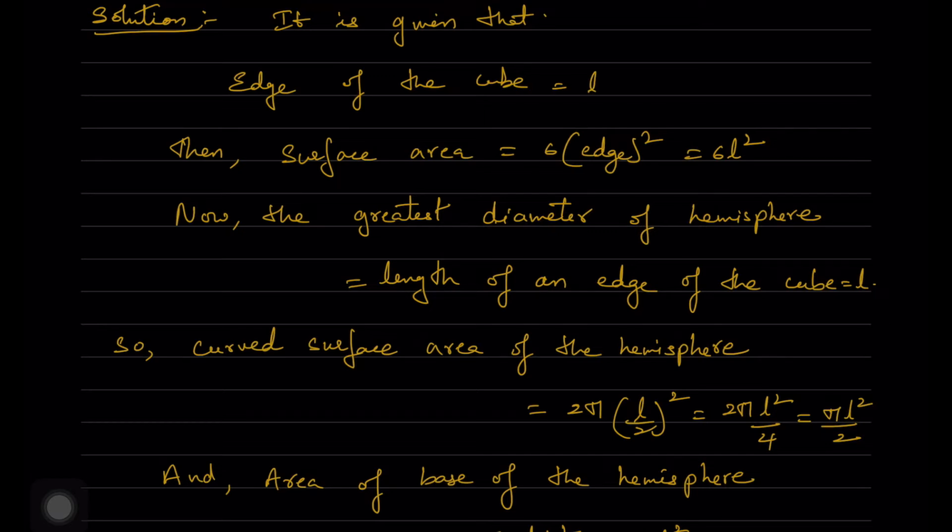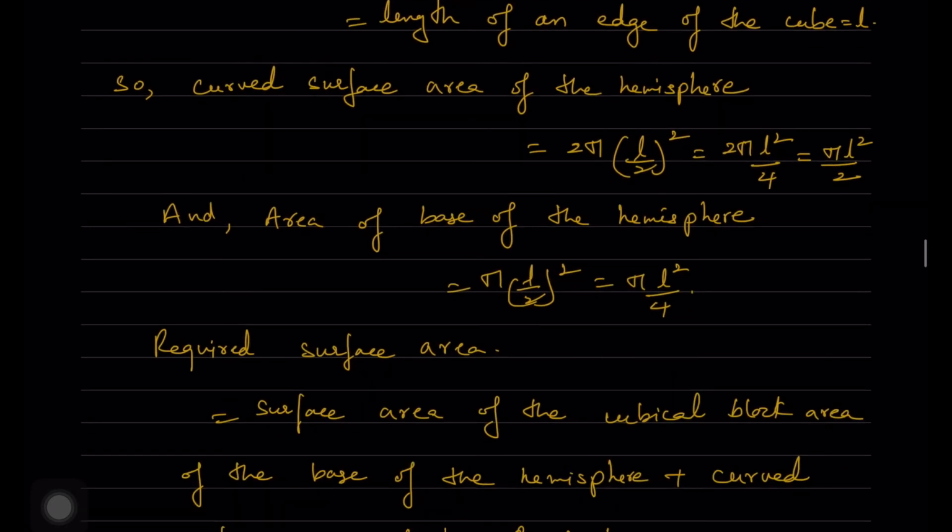Same figure you will have as the previous problem. Now the curved surface area of the hemisphere is equal to 2 pi into (L by 2) whole square, which is equal to 2 pi L square by 4, which is equal to pi L square by 2. Now area of base of the hemisphere is equal to pi r square. That is the circle which is down of that hemisphere, which is surmounted on this cube.